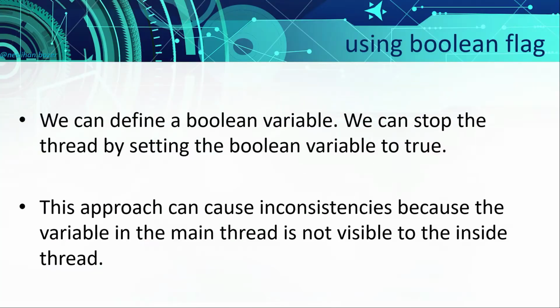By using a boolean flag, we can define a boolean variable for stopping threads. As an example, we can define a variable called exit, and whenever we want to stop a thread, we can assign the variable to true and stop the execution of the thread by checking this value. This approach can cause inconsistencies because the variable in the main thread is not visible inside the thread.